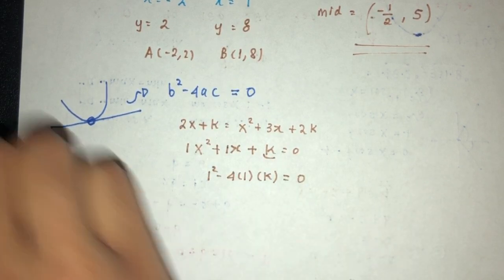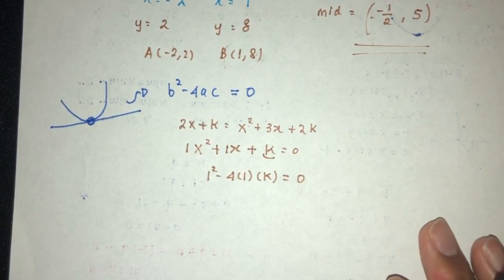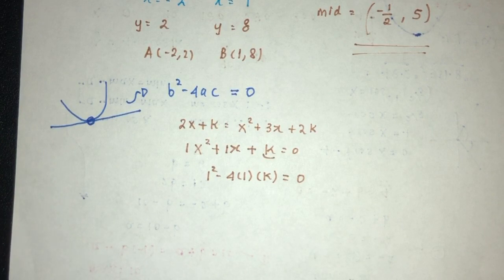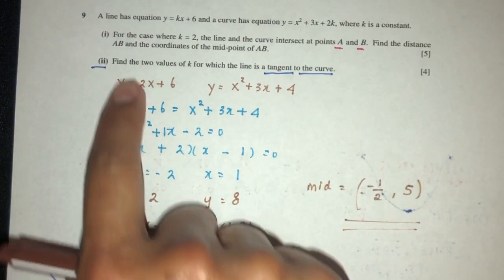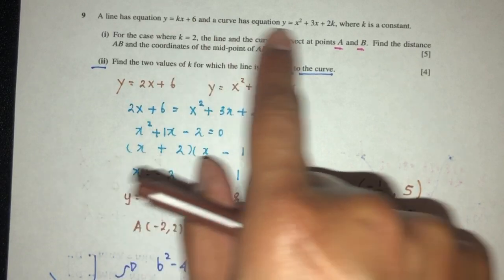Have to be 0 because they meet at only one point. Now let's see what values of k we can have. Let me check. So here we have what? Find the values of k for which the line is a tangent to the curve. So we have this and this.